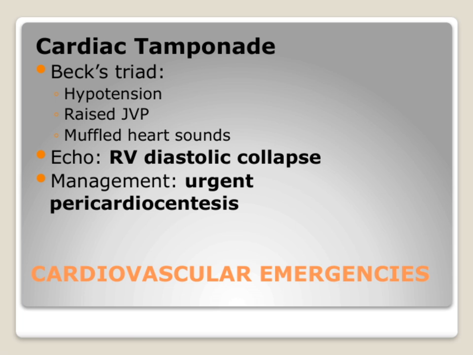To confirm the diagnosis, an echocardiogram is very helpful. On echo, you might see the right ventricle collapsing during diastole, which is a sign that the pressure from the fluid is compressing the heart. The mainstay of treatment here is urgent pericardiocentesis. This procedure involves draining the excess fluid around the heart to relieve the pressure and restore normal cardiac function. Remember, recognizing these signs early and acting swiftly can be life-saving in these cardiovascular emergencies.